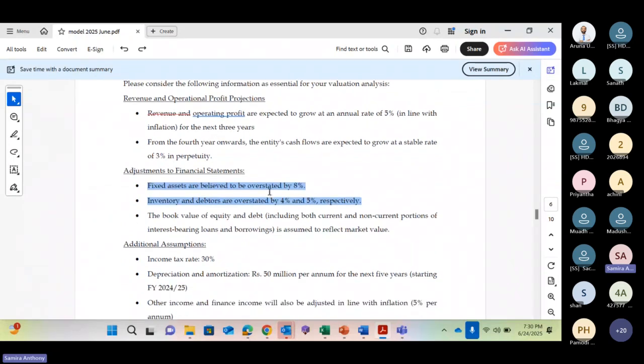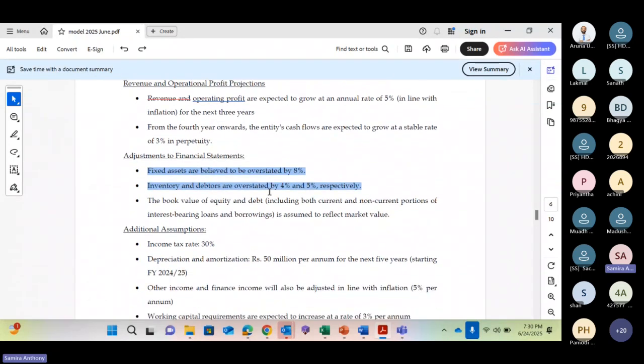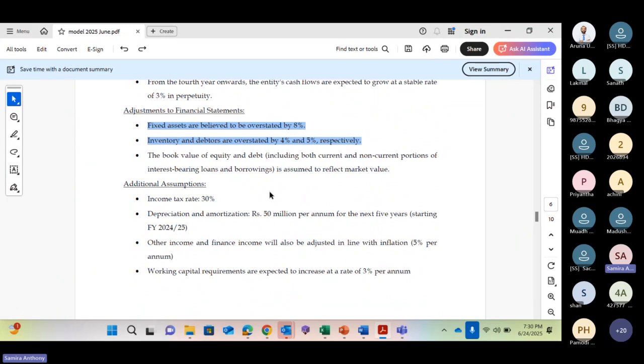Additional assumptions: income tax 30%, depreciation and amortization 50 million per annum for the next 5 years. Other income and finance income will also be adjusted in line with inflation. Working capital requirements are expected to increase at a rate of 3% per annum. Now, depreciation, since we have moved out from the depreciation, you can remove that. You already considered not to add it back. Other income and finance income, let's go to that point.